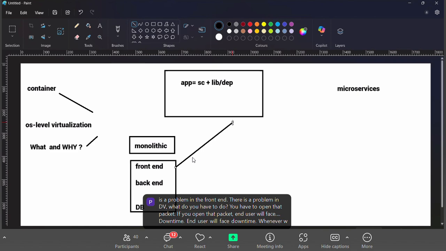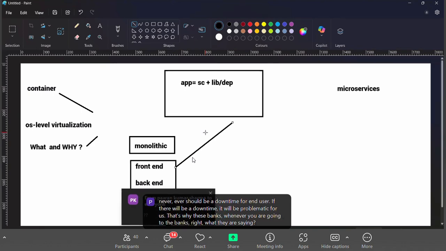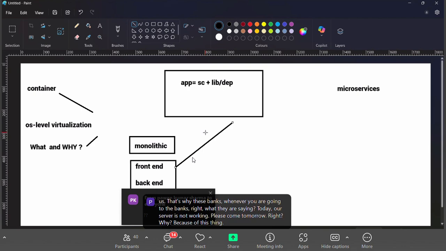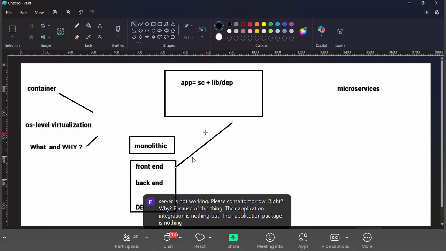Whenever we are creating architecture or infrastructure, please remember there should never ever be downtime for the end user. If there is downtime, it will be problematic for us. That's why, whenever you go to the banks, they say, today our server is not working, please come tomorrow. Why? Because their application is monolithic, a single packet of application, front end, back end, and database.